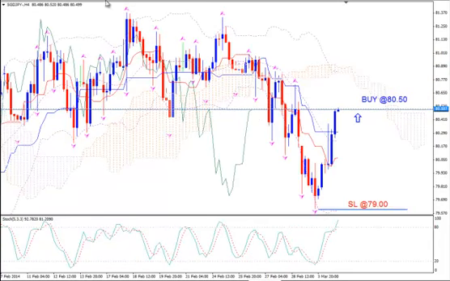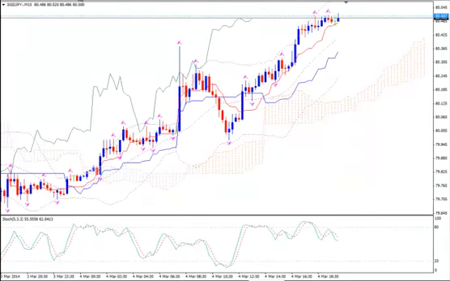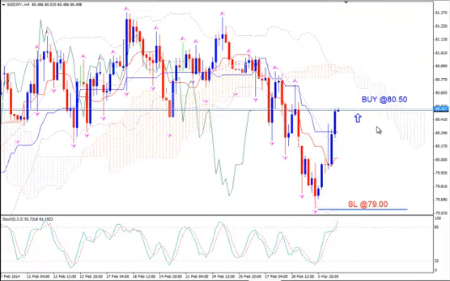Now in this particular case we enter as soon as we see the correction on M15, okay, and we use H4 as our main time frame. We place our stop loss 150 pips below our entry, so we enter at the level of 80.50, we place our stop loss at the level of 79.0 and we wait till we start profiting on the H4 time frame.